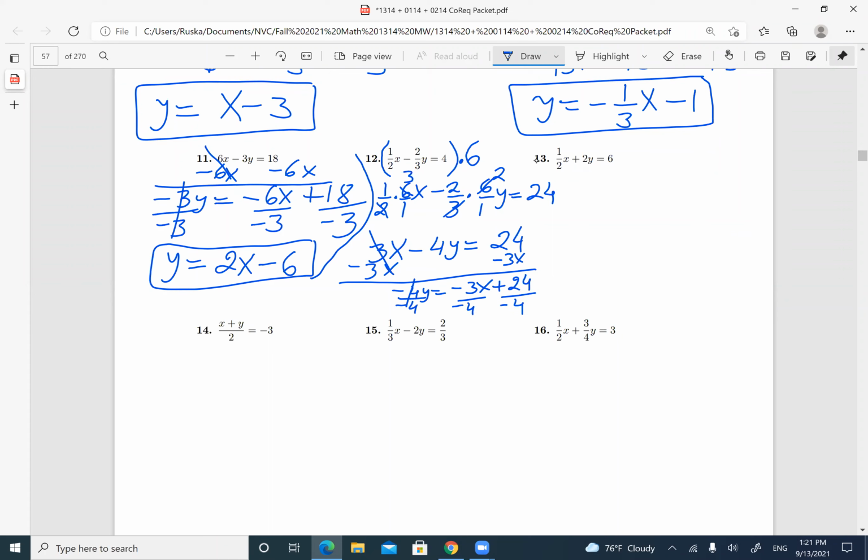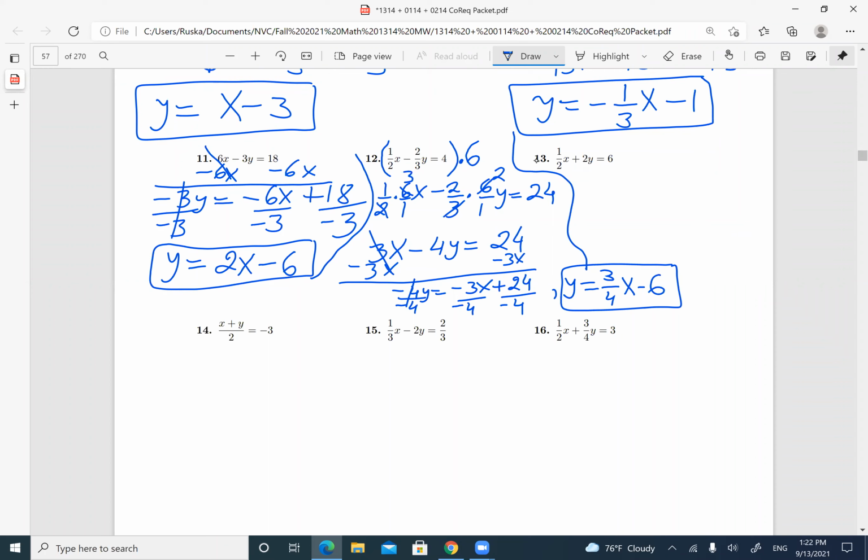So I'm gonna write it here, squeeze it here. So we have y equals negative and negative gives me positive 3, 4x. And then 24 divided by negative, it's -6. Okay? So that's how you do this one.